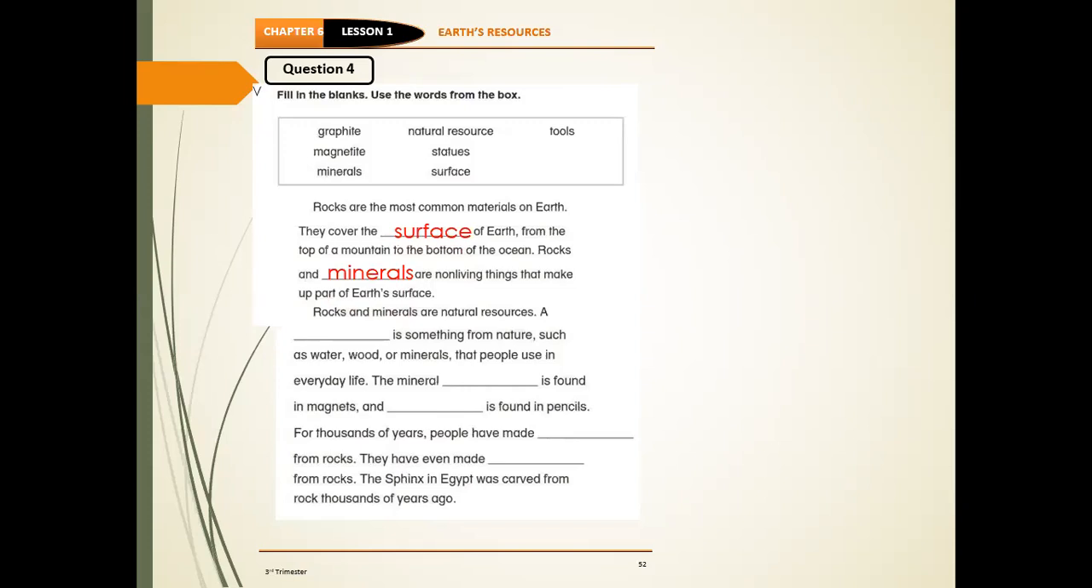We said this before. A what is something from nature, such as water, wood, minerals that people use in their daily life? A natural resource is something we use in our daily life. The mineral what is found in magnets? Magnetite. The key word is magnets. And what is found in pencils? Graphite. Yes. For thousands of years, people have made what from rocks? They have made tools from rocks. Excellent. They have even made what from rocks? Yes, they have made statues from rocks. Excellent ones.